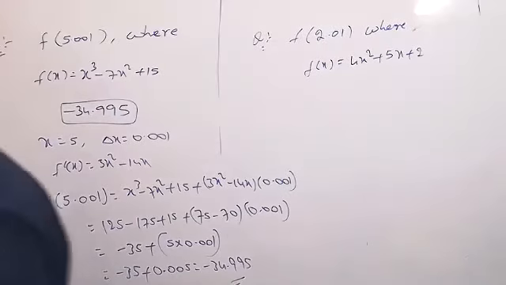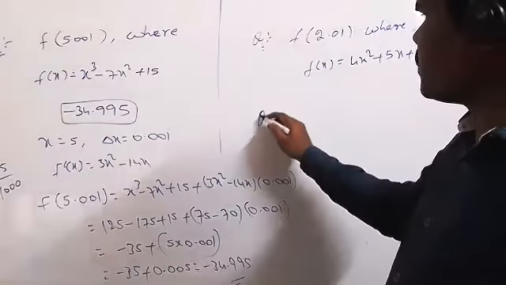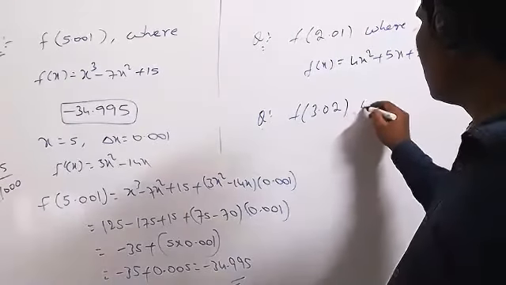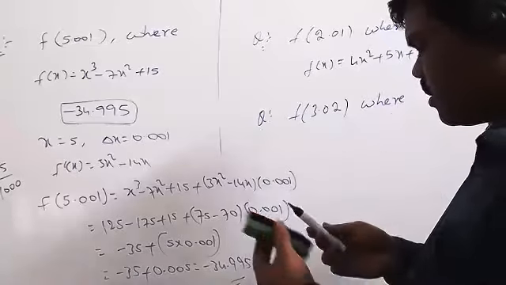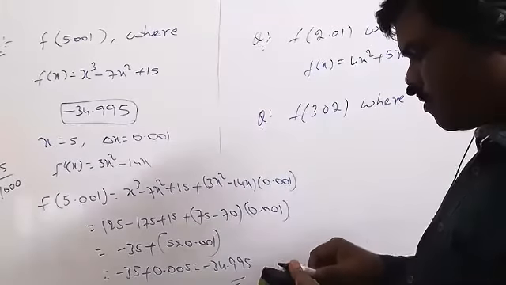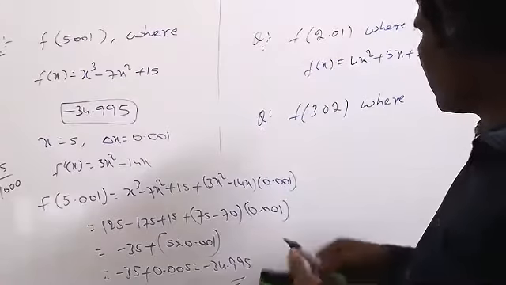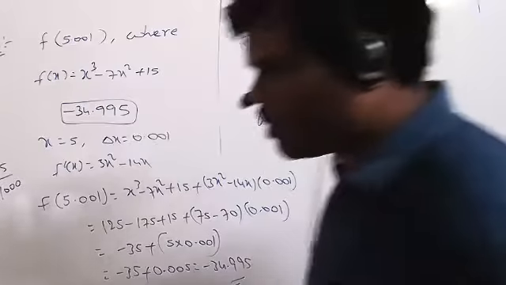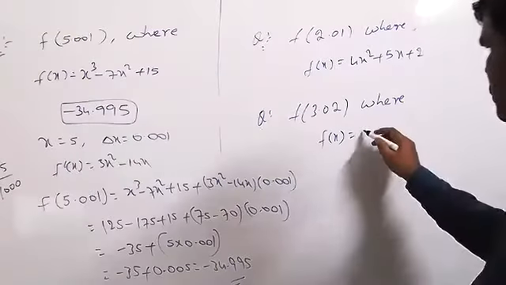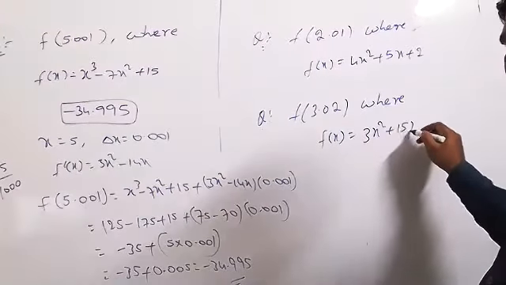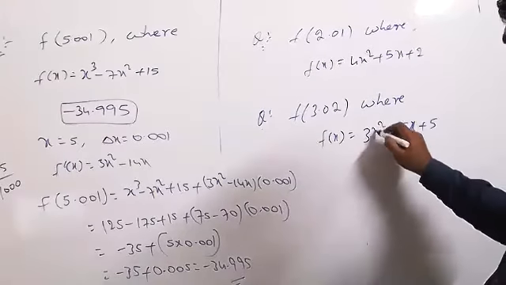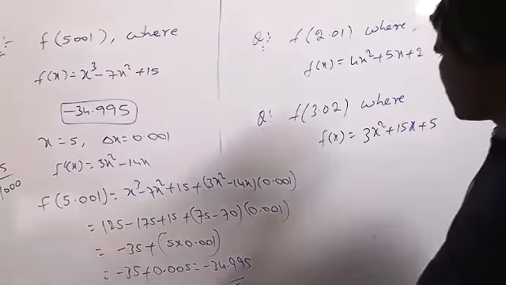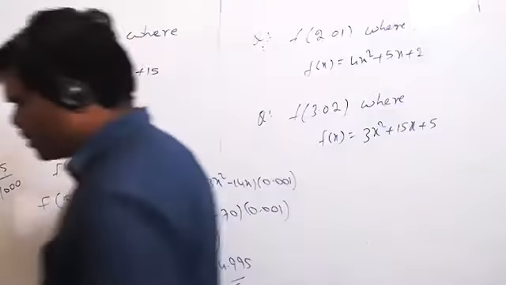Next, one more, you can write now. Find the approximate value of f of 3.02, where f of x equal to 3x square plus 15x plus 5. Yes, start now.